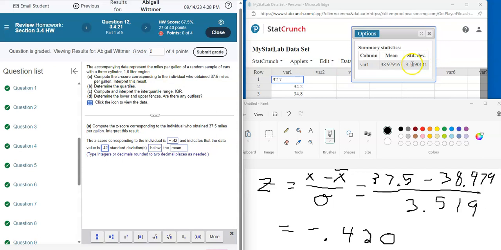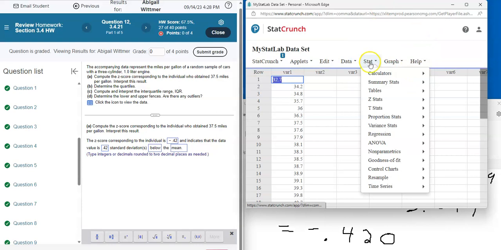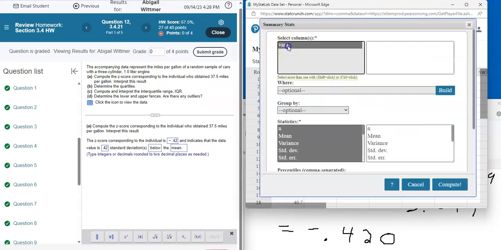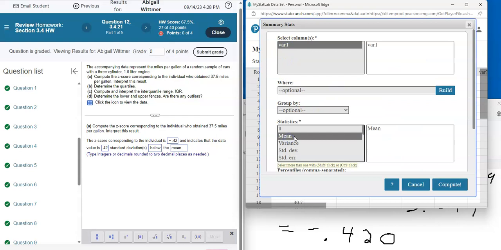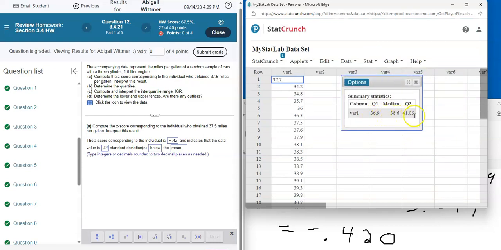Need the mean and standard deviation. Part B, you want to find the quartiles. You could do that by hand, or you can come back here to StatCrunch and let it do it. Go to Summary Stats, Columns. The median is the second quartile. So we get the first quartile, the median, and the third quartile. You could do it by hand, or you can click compute. There are the 3 quartiles that they asked for.